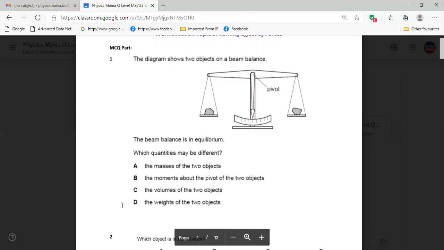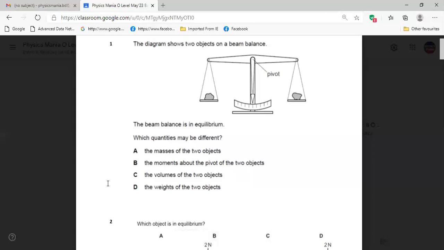Then from weight we are going to mass, step by step, and we found that all three, A, B, D, are equal. Moment equal, weight equal, mass equal. And what could be different? That is volume. We have lots of examples that even if masses are equal, the volume of two objects might be different. So this one is our answer here.